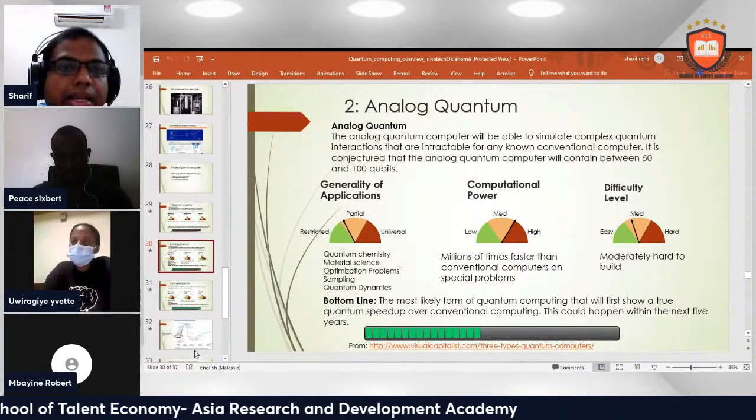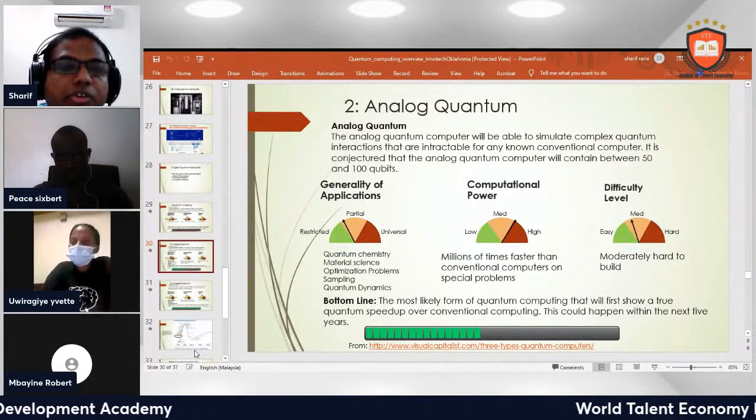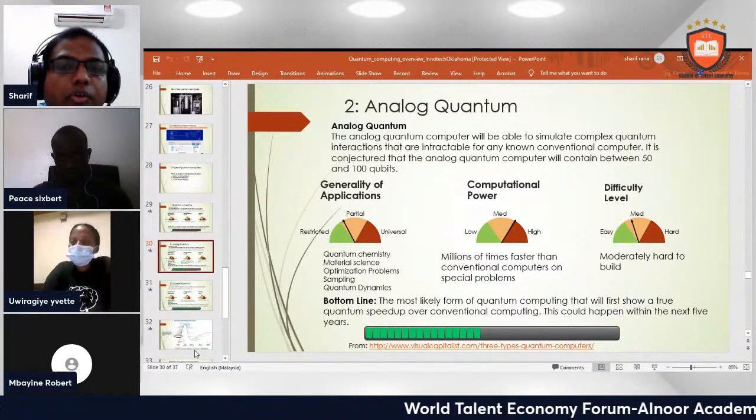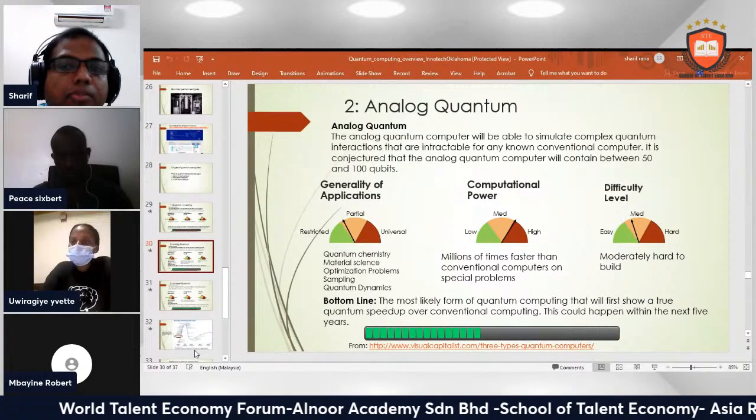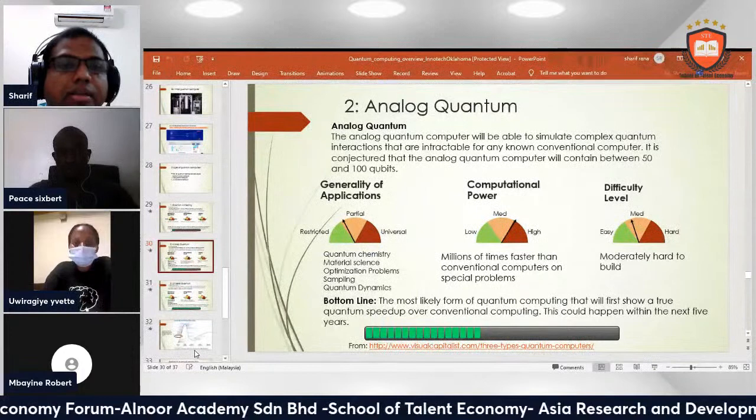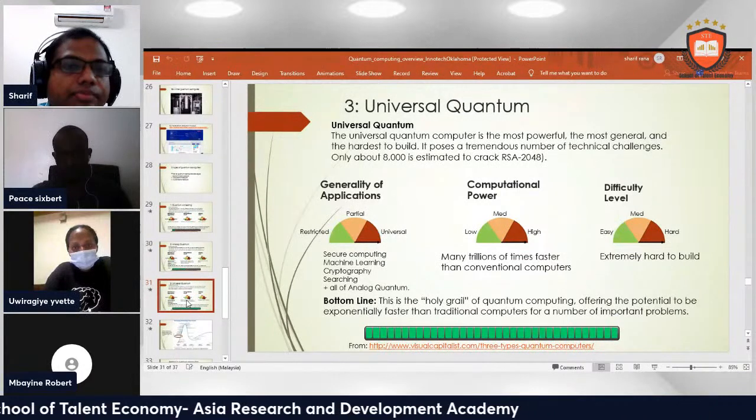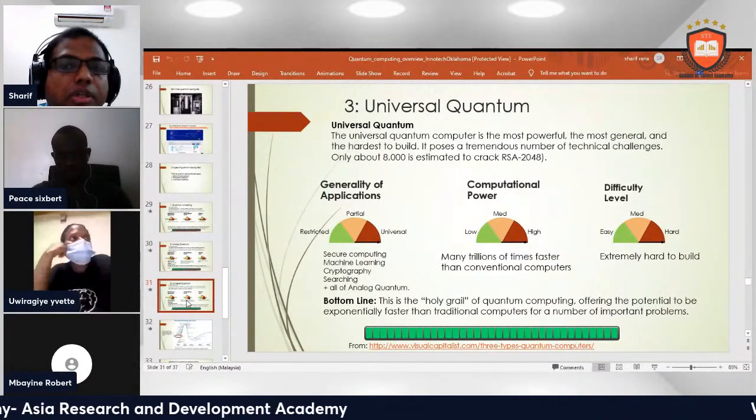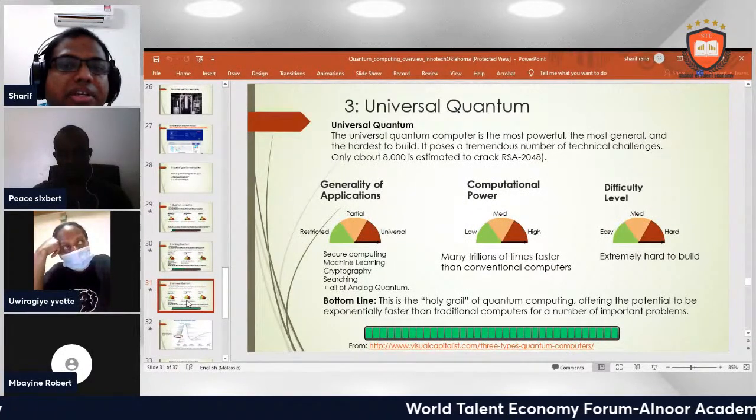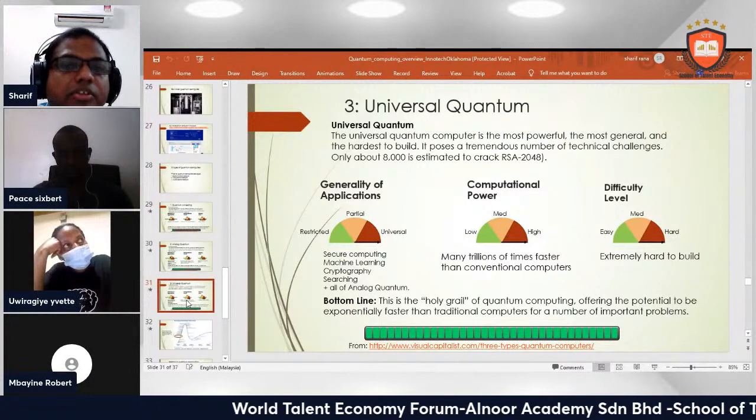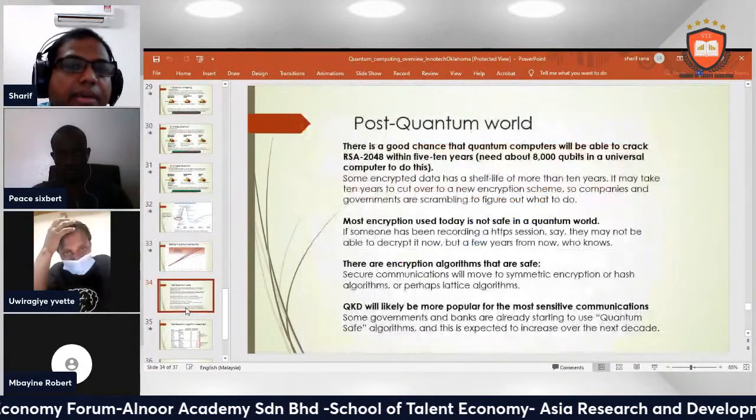Analog. The analog quantum computer will be able to simulate complex quantum interactions that are intractable for any known conventional computer. It is conjectured that an analog quantum computer will contain between 50 and 100 qubits. Universal quantum. The universal quantum computer is the most powerful, the most general, and the hardest to build. It poses a tremendous number of technical challenges; only about 8,000 qubits are estimated to be needed to crack RSA. So these are some of the very good examples of quantum computing.